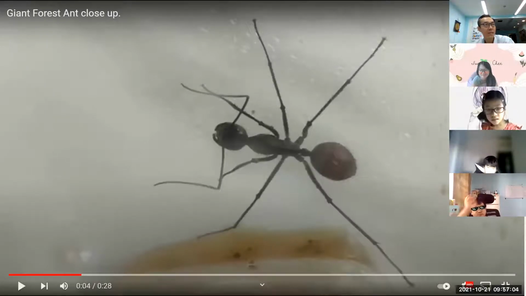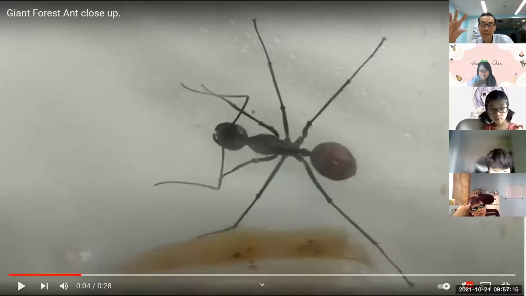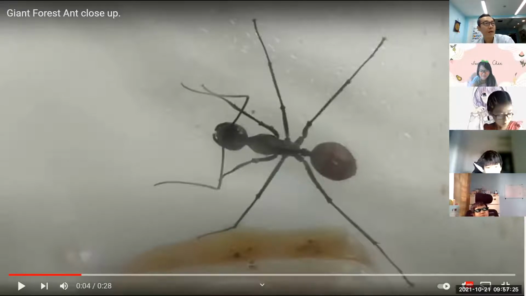Okay, so what you can see here is a giant forest ant. It actually has 3 body parts and 6 legs. If you observe, these 6 legs originate from the center part of the insect, which is the thorax. Can you see the thorax there? Yeah, the thorax there.